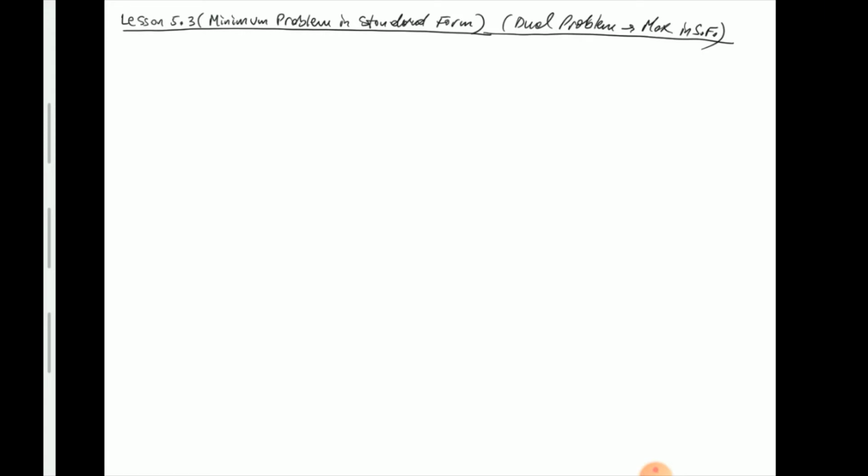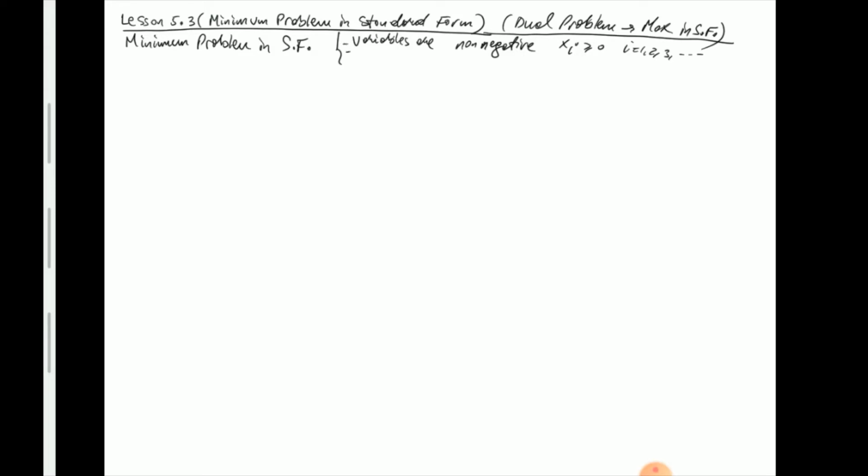So let's actually establish what we mean by a minimum problem in standard form. The minimum problem in standard form needs to satisfy the following requirements. The variables are non-negative, just like before. That means xi greater than or equal to 0 for x1, x2, x3, however many variables you have.